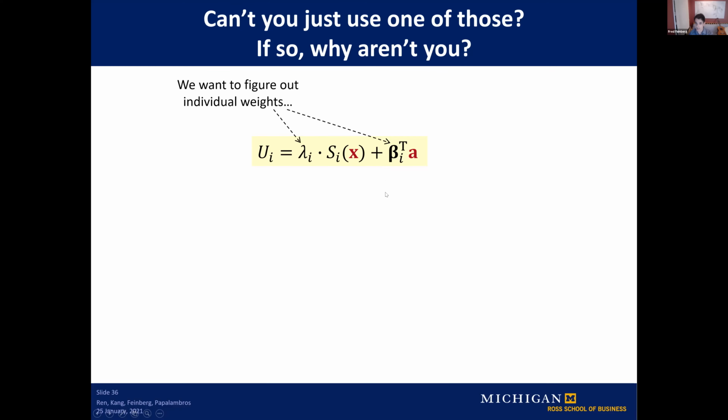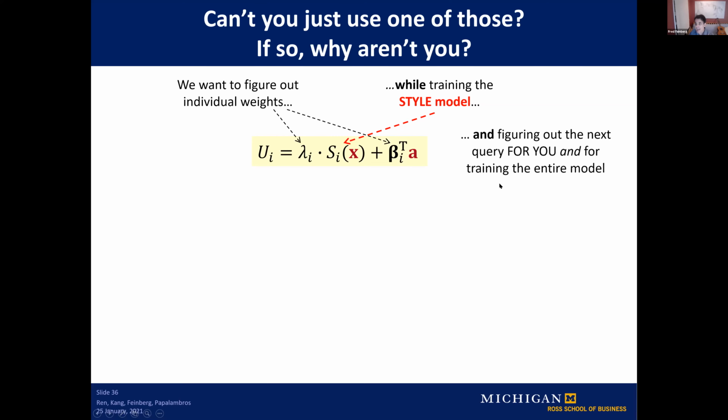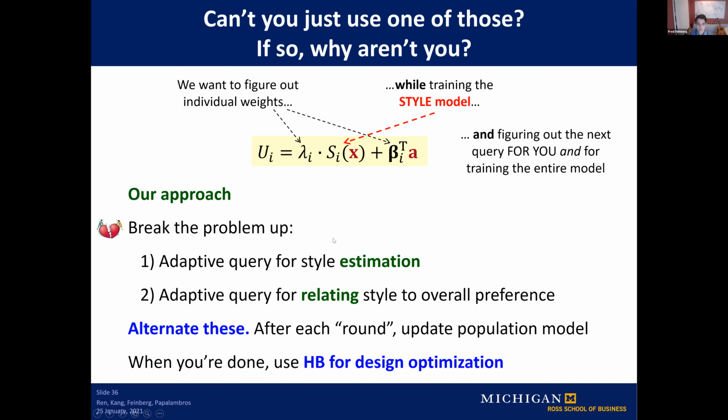That's what HB is awesome at while training the styling model, and figuring out the next query for you and training the population model. So there's a lot of pieces there. So our approach is to break the problem up. We're going to do an adaptive query for the style estimation: how should the product look? And then a different adaptive query, and I'll do more on this in a moment, to relate style to the marketing attributes. There is a specific reason why we break it up, and I'll get there in a moment.